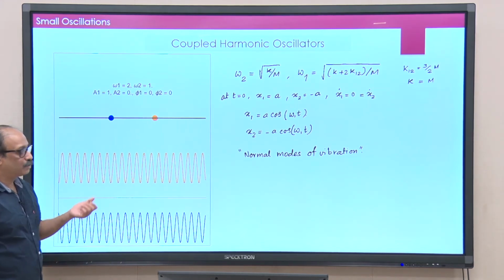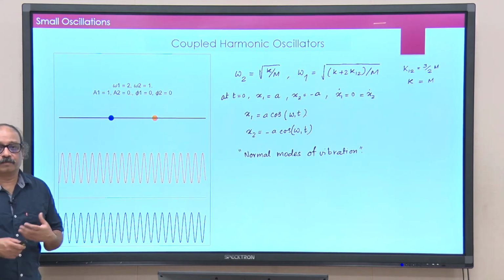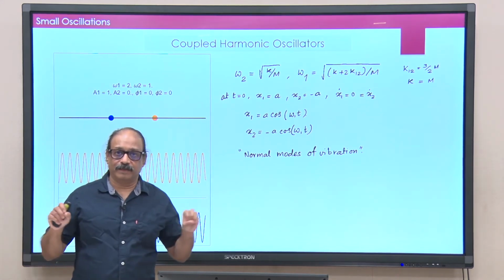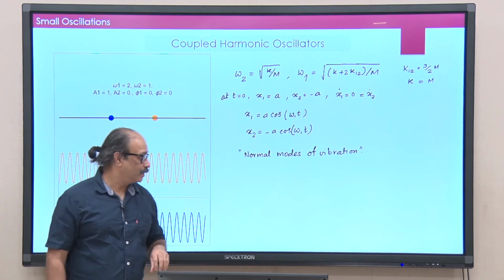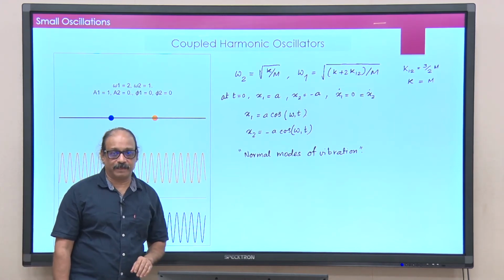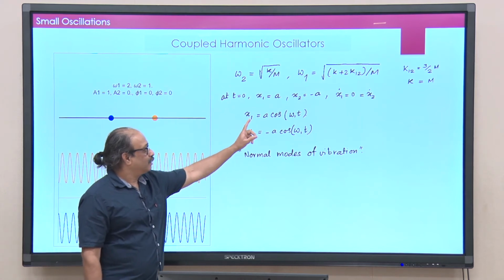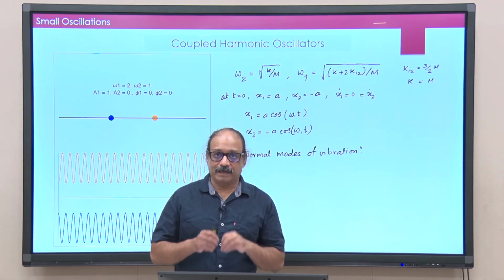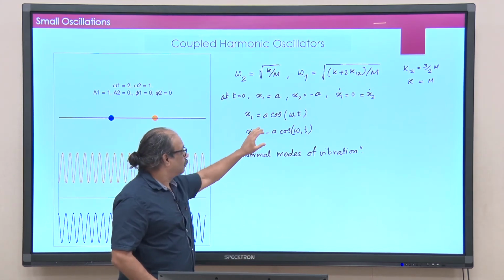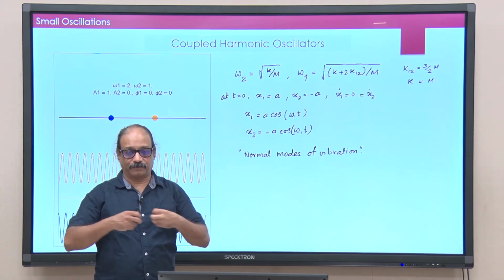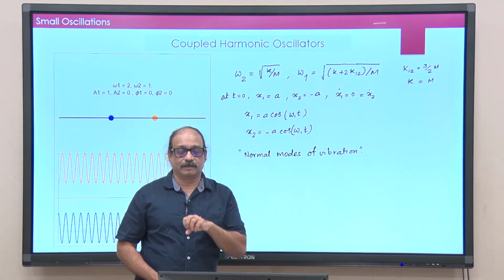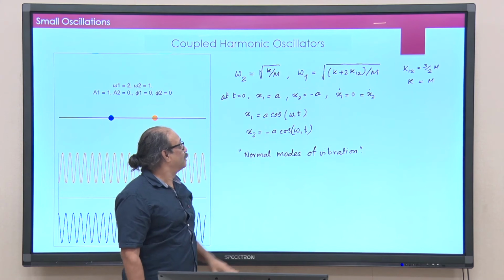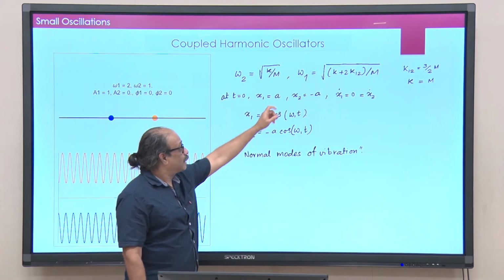This motion is called a normal mode of vibration, where both these bobs are basically moving with exactly the same frequency. And that is why it is called a normal mode of vibration. And you can see that this in fact is exactly the same as the solution eta 1. In eta 1, the two bobs go back and forth from each other. That is why eta 1 is also called a normal coordinate, and the frequency of this normal coordinate is basically omega 1.